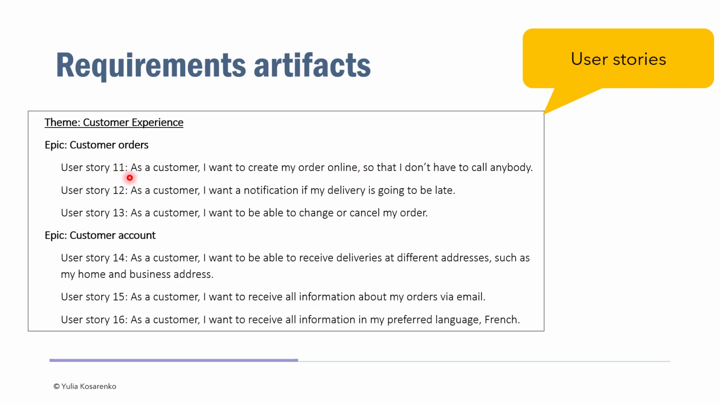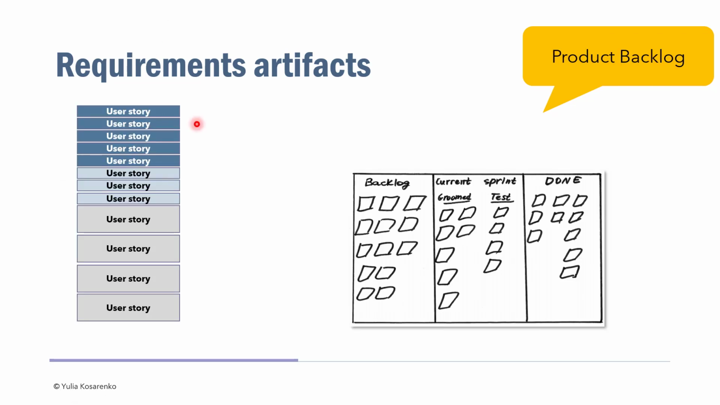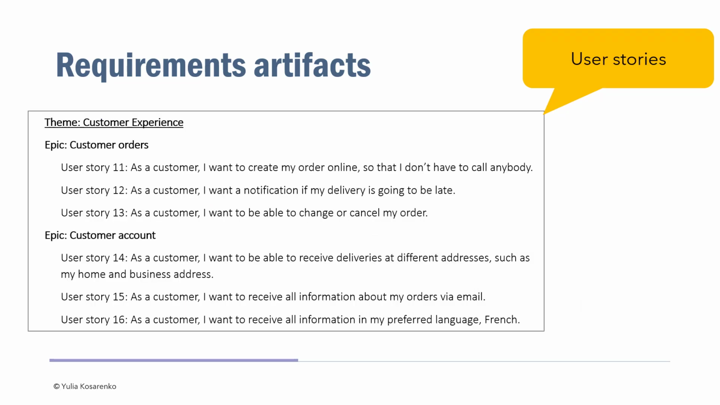User stories follow a specific format. While I'm not going into this in detail, you can definitely look it up online. But this is a typical format of a user story. As a customer, I want to do this so that I can, you know, satisfy my needs or achieve my goals. As a customer, I want a notification if my delivery is going to be late so that I know when to expect it, and so on. So we may be capturing requirements as user stories, grouping them into epics and themes. And then they will be sitting in my product backlog, and this structuring will help me to find them, and will make sense of this backlog.